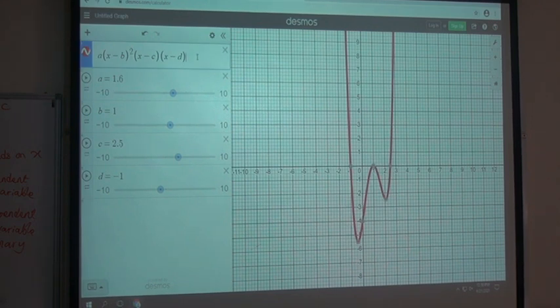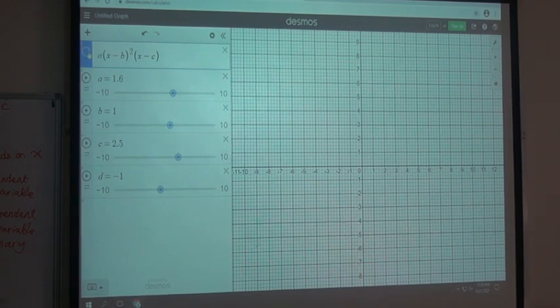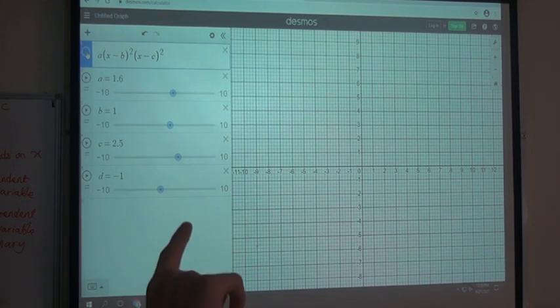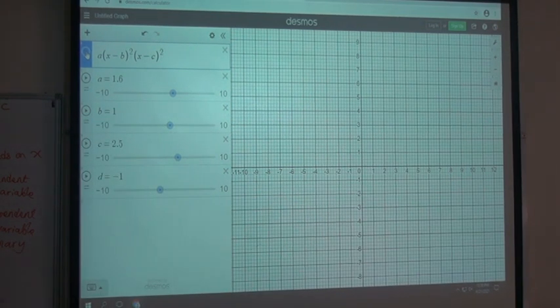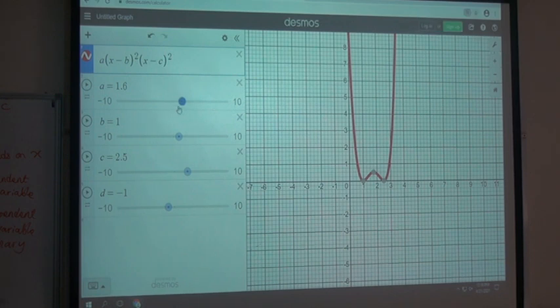And when you have both squared, can somebody guess before we do it? They will have two touches. It's going to touch at 2 points. Will it cross? No. So what does that tell you? Either all the curves are above or all the curves are below. Yes. So let's increase this A.